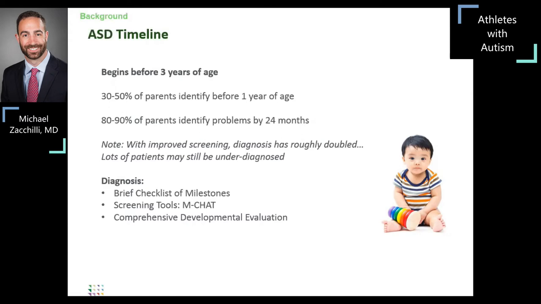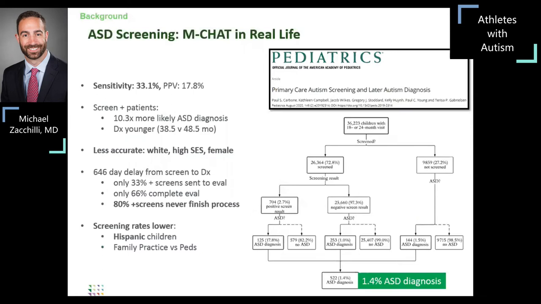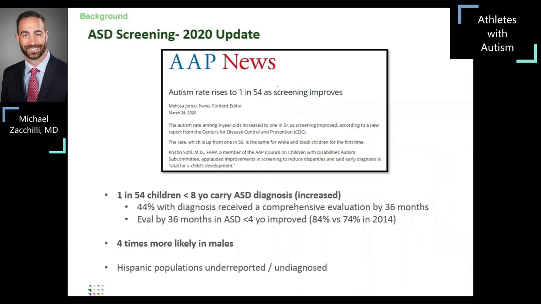Current screening is based off the MCHAT checklist. Our results on that in research are great. We have 90% screening rates. But in real life, MCHAT is not as successful. It catches only about a third of patients who have autism. So there'll be several children that might be missed in your communities, particularly true of white families, high socioeconomic status, females, and Hispanics. Screening has improved, and so we now see a rate somewhere around 1.5 to 2%.